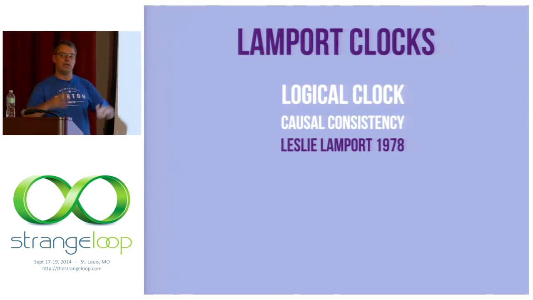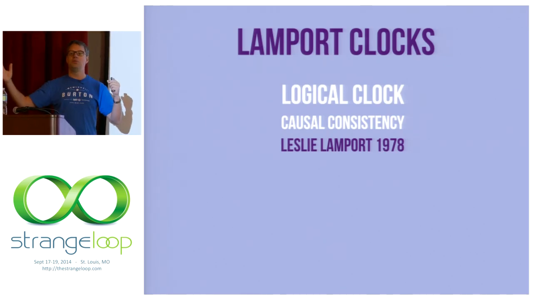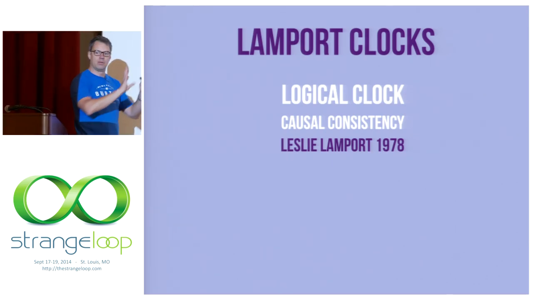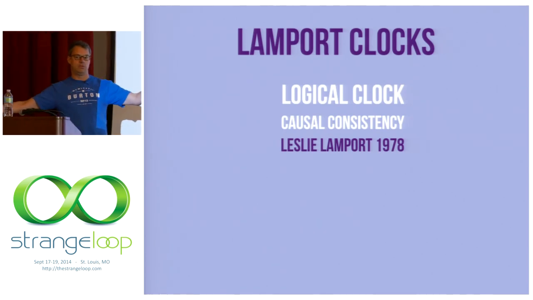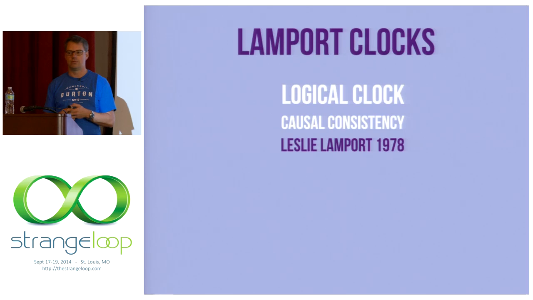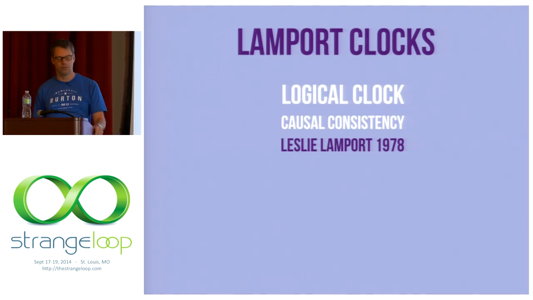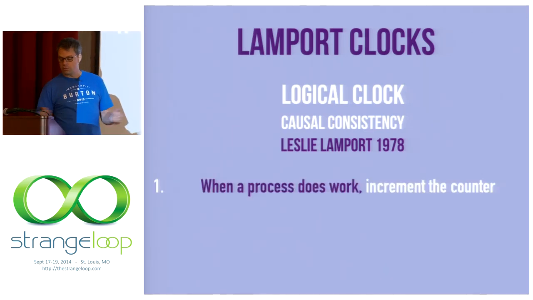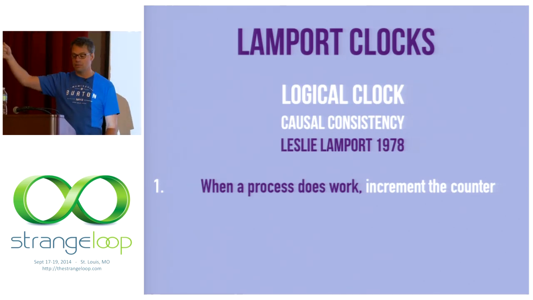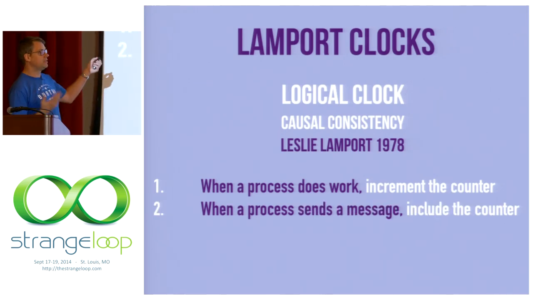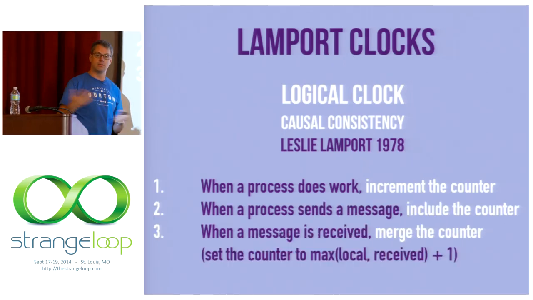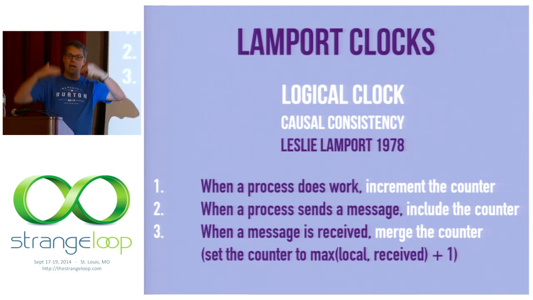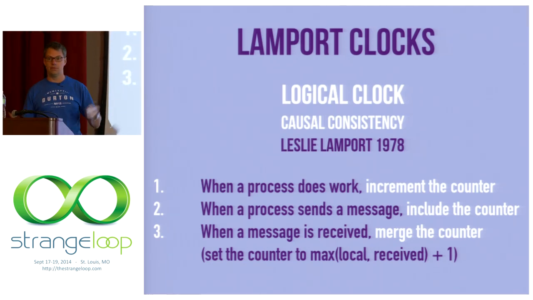It's a logical clock, and the big contribution is that it shows time as causally related events, not wall clock time, because that's not interesting any longer. You can't even keep computers in sync, even if you have a lot of cash like Google, which has atomic clocks in Spanner, but that's not really a sustainable model, I think. So Lamport clocks work like this, it's basically just a counter. When a process does work, you increment the counter. When the process sends a message, you include the counter, and when the message is received, you merge your counter by taking the max. It's very easy.